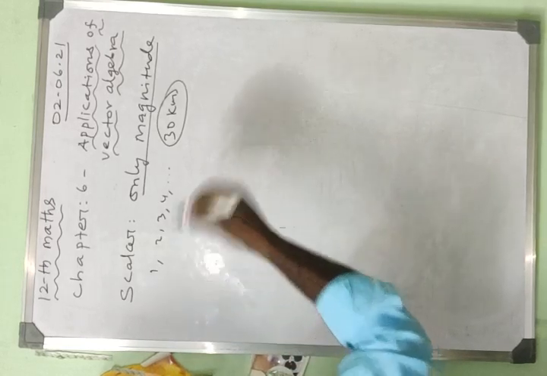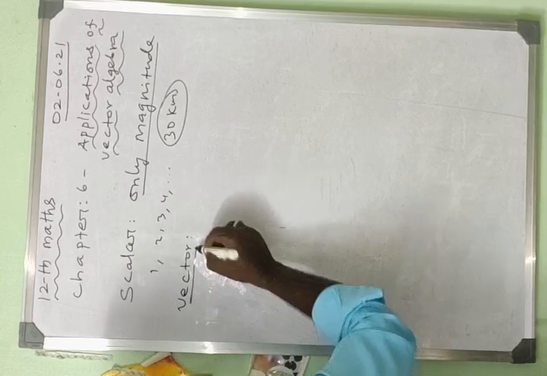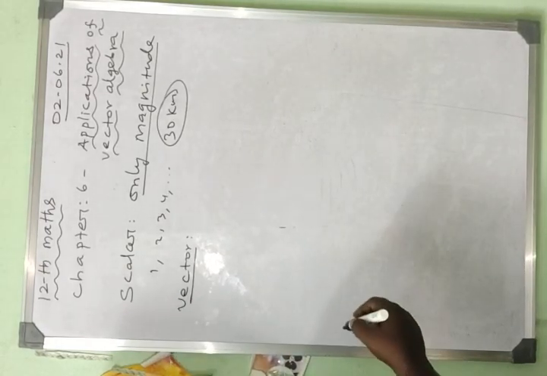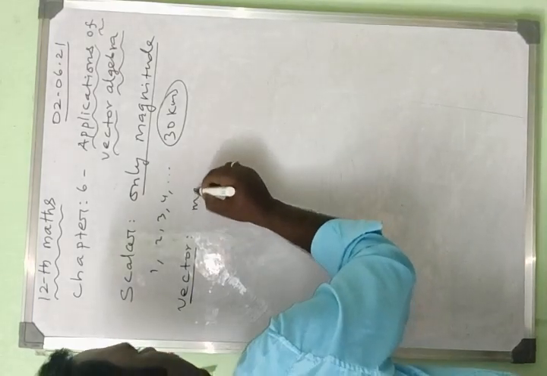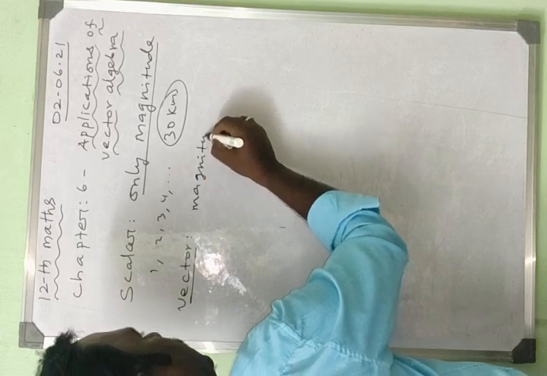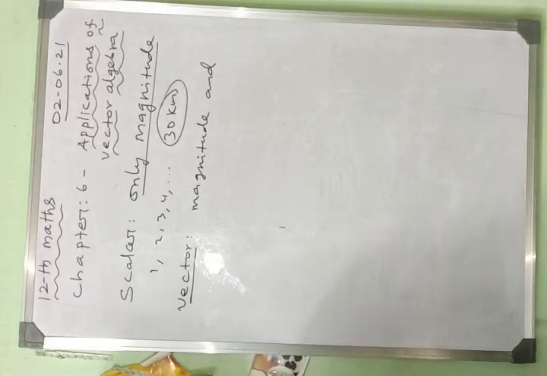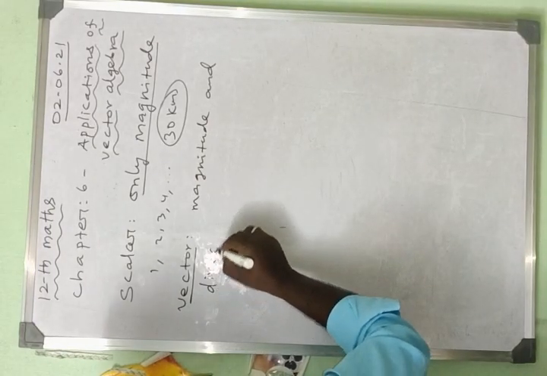Next we go to vector. What is assumed vector? Magnitude and direction have means that is vector. Okay, so magnitude and directions have means that is vector. Magnitude and direction.